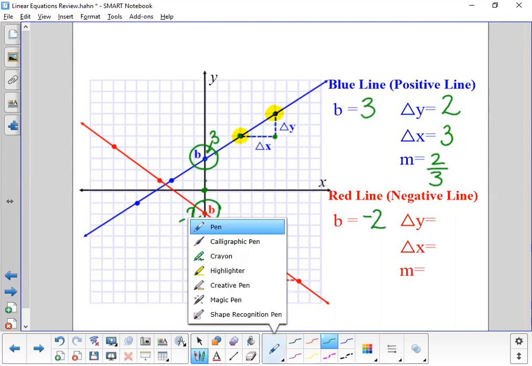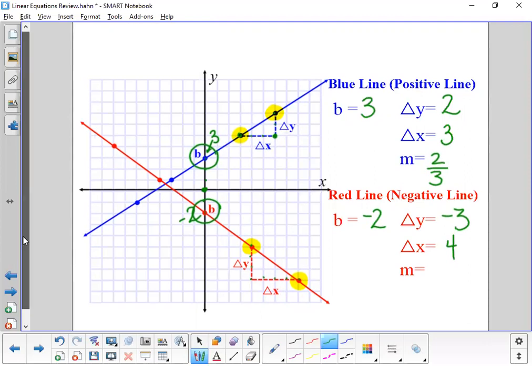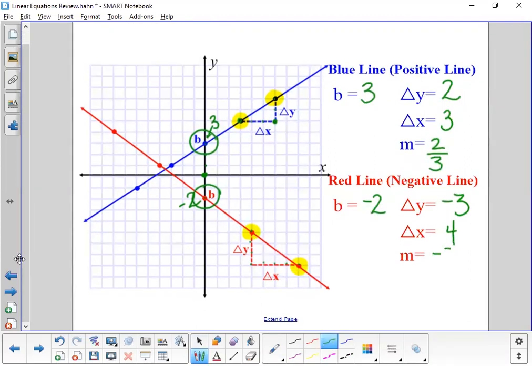Now I have my slope triangle drawn. Here's one lattice point where my graph is crossing, and then I follow my line down until I reach my next lattice point, and then that's where I draw my slope triangle. Now this time for my slope triangle, when I'm finding my delta y, I am going down 1, 2, 3. So that means that my rise is a -3 because I went down instead of up. And then my run is 1, 2, 3, 4. So my run, my delta x, would be 4. That means my slope would be -3 over 4.